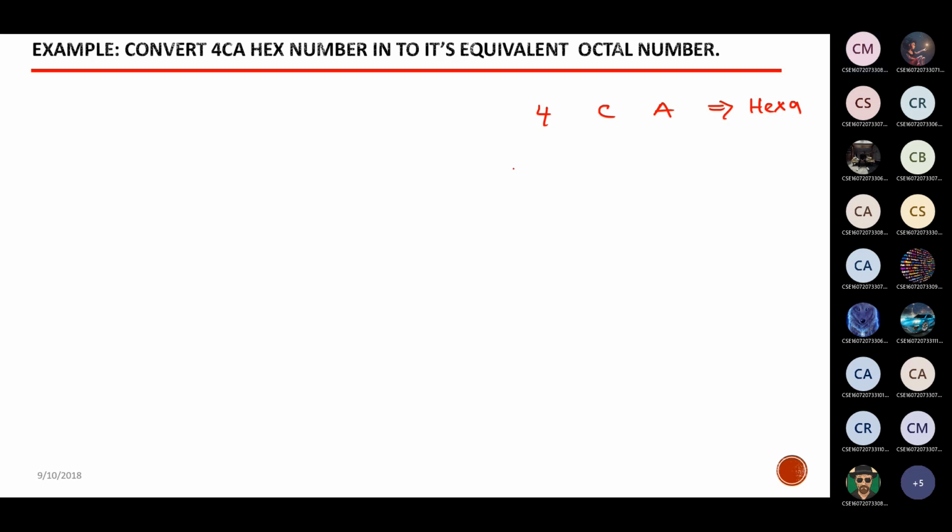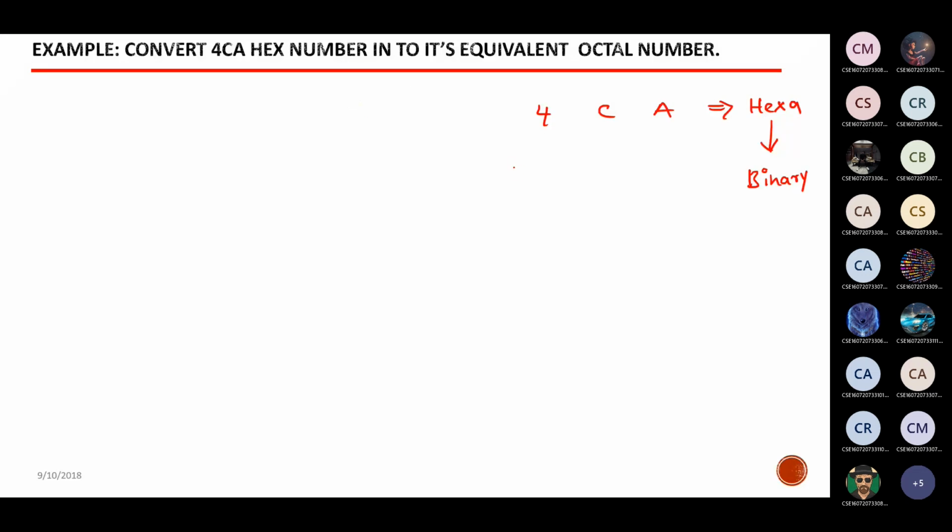Why 3? It is hexa to binary. Hexa to binary, 3-bit or 4-bit? It should be 4-bit. Suppose if you take 3 bits, let me assume, what is the value of A? 10, sir. A is 10. Can you represent 10 with 3 bits? No, sir. So it should be 4-bit representation.